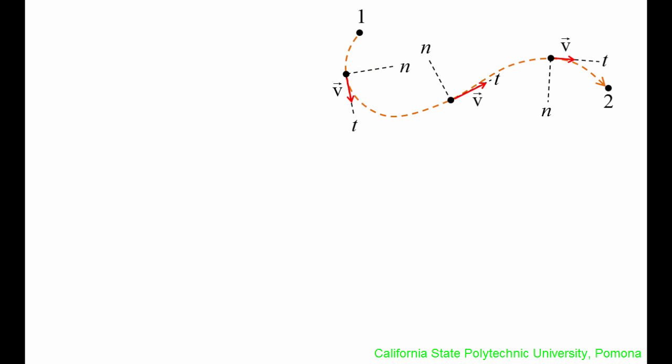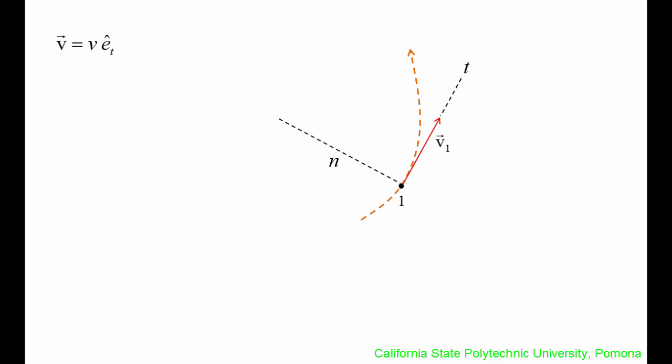The velocity vector is always tangent to the path. This means that the velocity vector only has a component in the t direction, and we can write the velocity vector as the speed v times the unit vector in the t direction, e sub t hat. Now we zoom in closer and examine a particle as it travels along a path for a very small amount of time, dt.